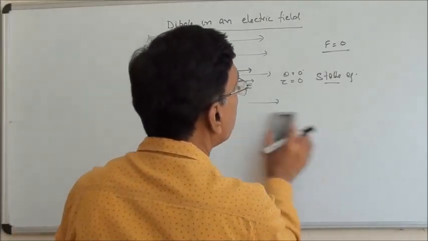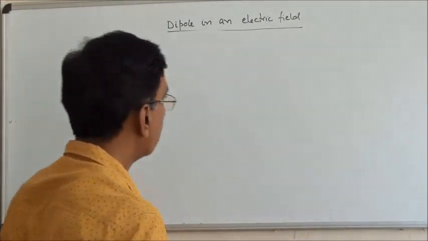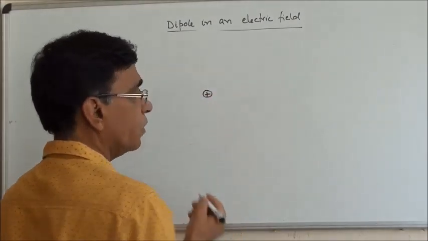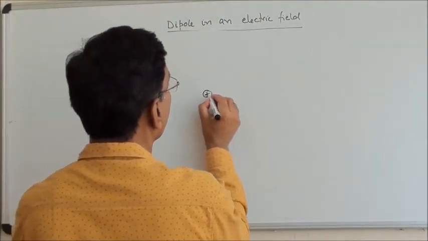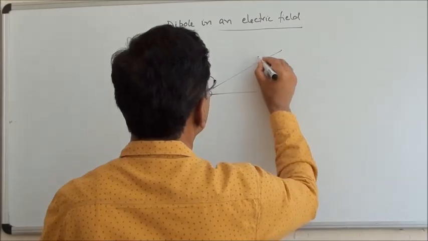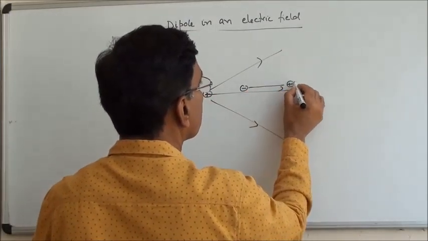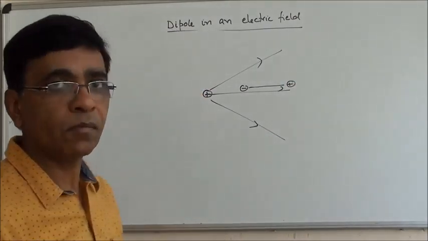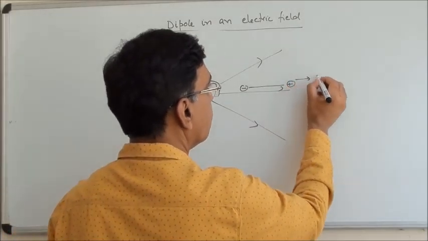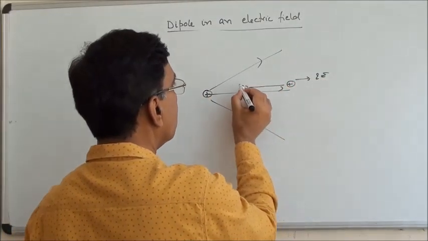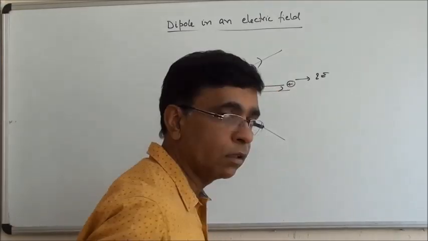What if the field is not uniform? Say I take the example of a positive charge. Point positive charge, the field is not uniform. It decreases as we move away. And I keep a dipole here. What will happen in this case? This will experience a force in the direction of the field, which is QE. This will experience a force opposite to the field, which is QE dash.